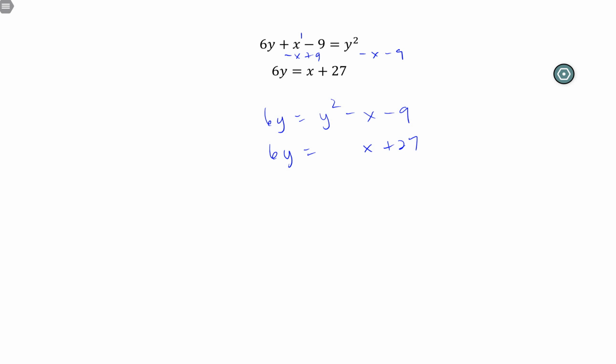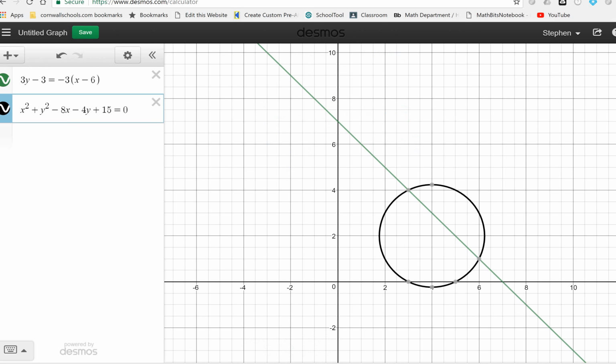Now the reason why I like to do that is these 6y's are now equal to each other, so I could set these equal to each other. And then I could just essentially do double substitution, and it'll make this question a little bit easier to do algebraically. But remember, I'm not asking you to do this one algebraically. I want you to just be able to do this in Desmos. So let's go back to Desmos for a second.